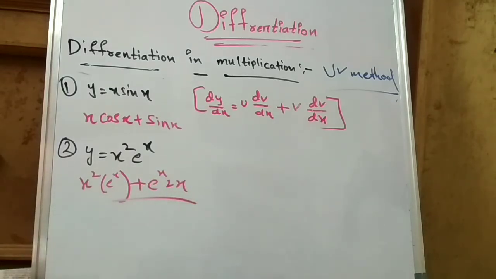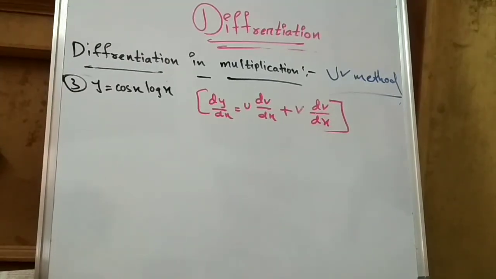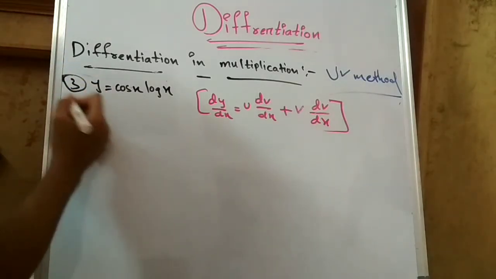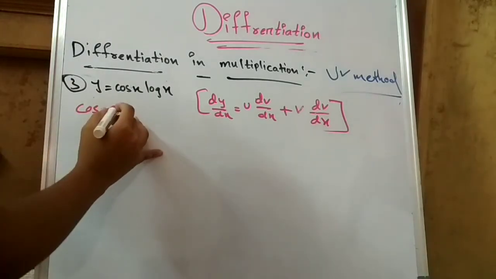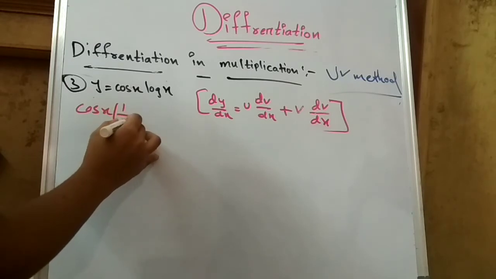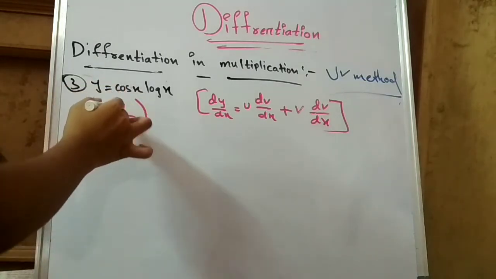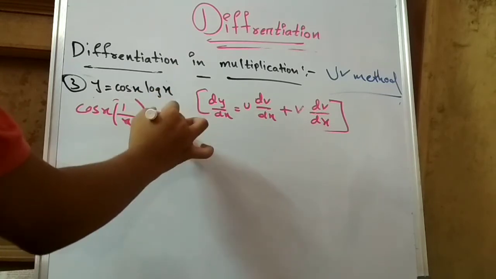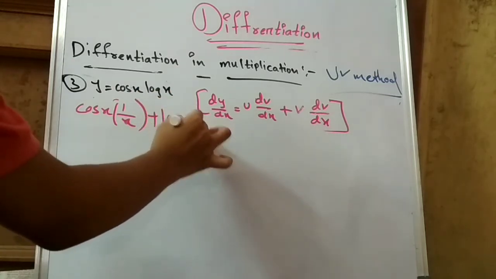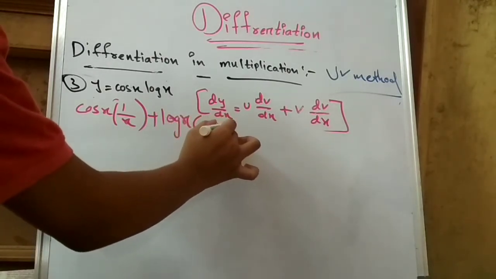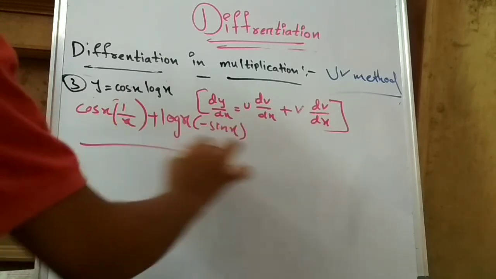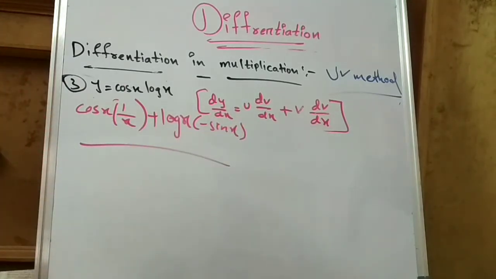Okay. Now let's take y is equals to cos x log x. So hold cos x, don't do anything to it. Dy by dx is equals to cos x, log x value is 1 by x. Right? We know this. We have studied. Plus, now hold log x, and cos x means minus sin x. This is the differentiation. Now let's take one more question.